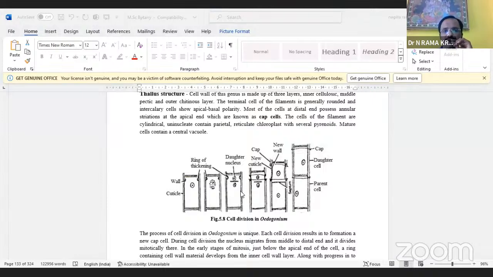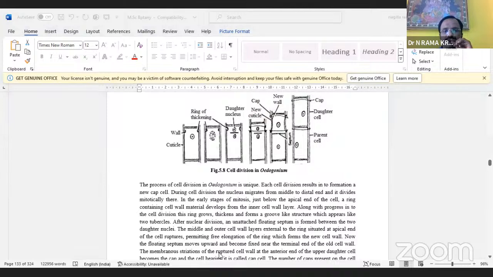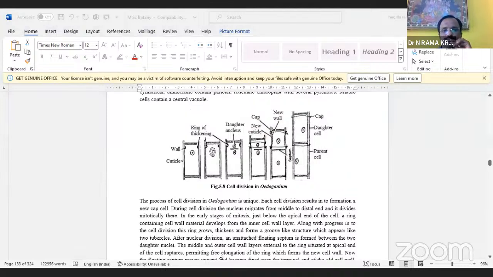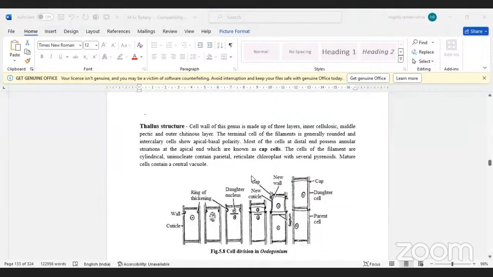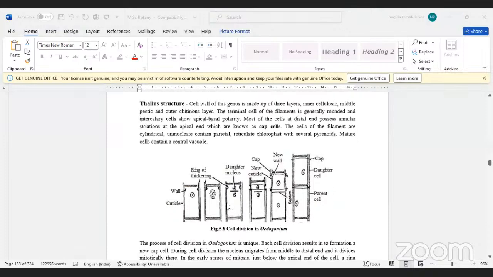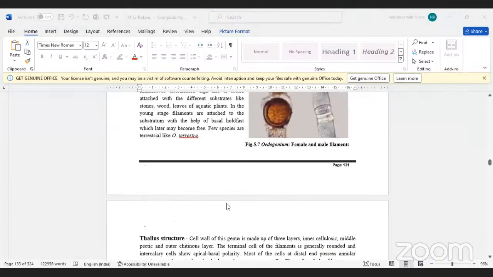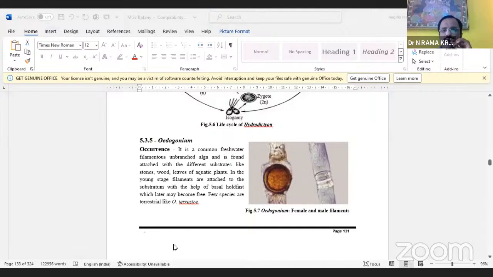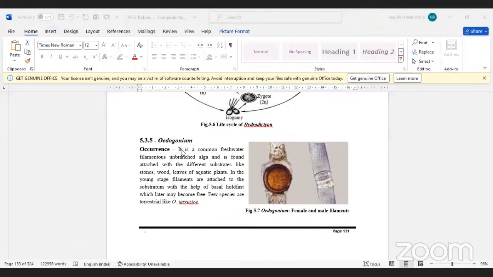Is this one visible? Please respond, anyone. Please respond, anyone. It is clear, sir. Clear.